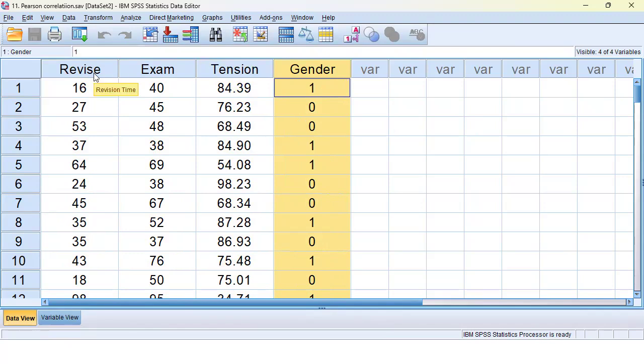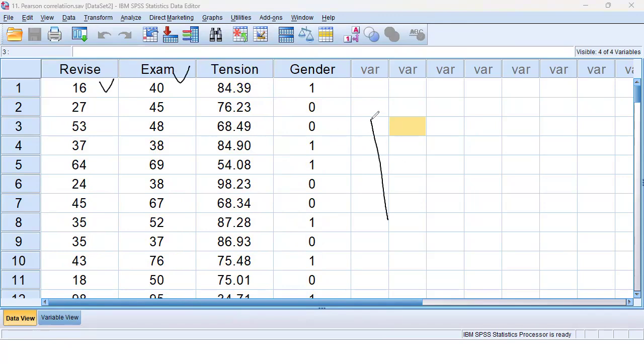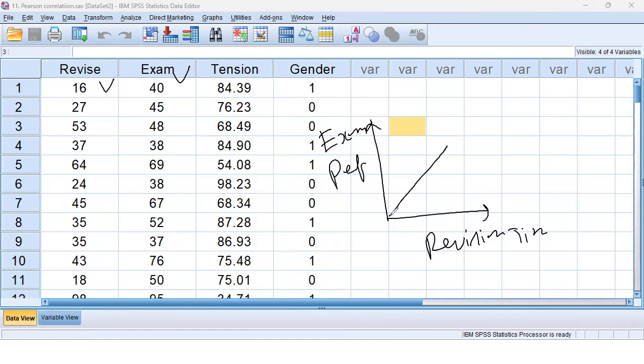So here we want to find out the relationship between the two. The first variable, that is revision time, and exam performance. So we know that more revision, good performance. So there is a positive correlation.